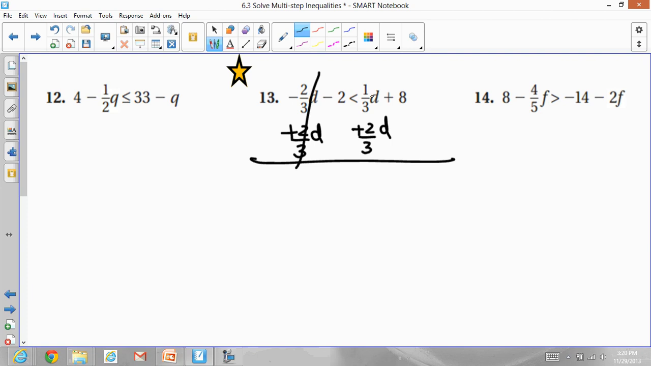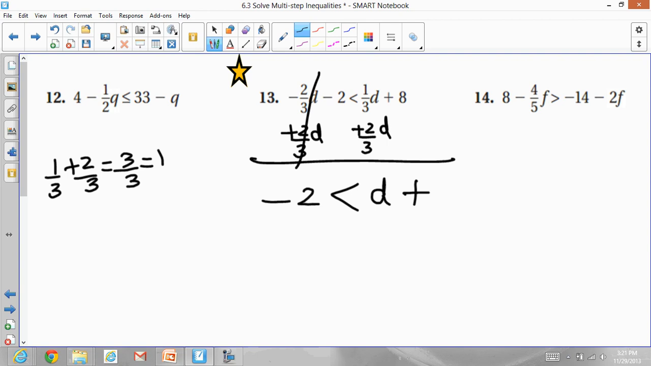Cancel. And on the left side, I just have a negative 2. I'm going to bring down the inequality symbol exactly the way as it is. Now 1/3 d plus 2/3 d. So 1/3 plus 2/3 is going to give me 3/3, and 3/3 is nothing but 1. So which is nothing but 1d plus 8.